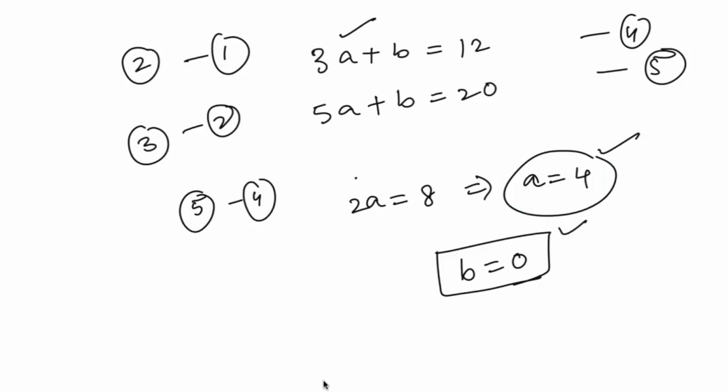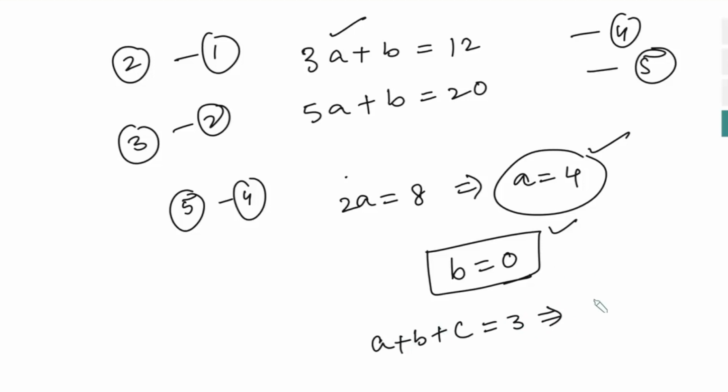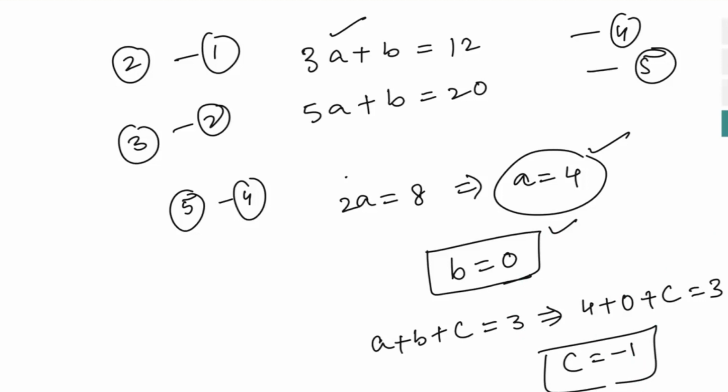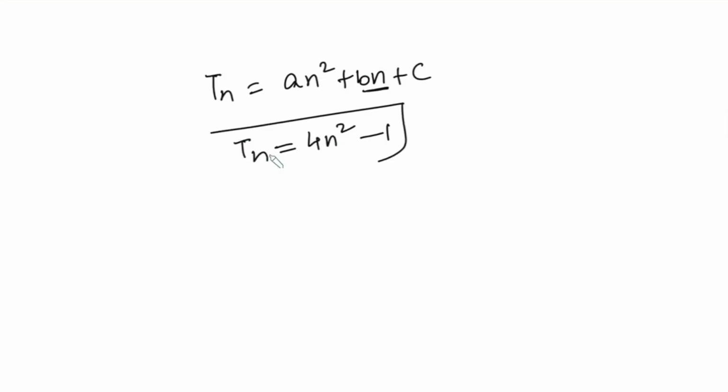Now we can find the value of c. a plus b plus c was equal to 3. a is 4, b is 0. So c is equal to 3 minus 4, or negative 1. So now we know the values of a, b and c. And tn was equal to an squared plus bn plus c. So that is 4n squared plus b, and b is 0, so this part is 0, plus c, which is negative 1. So we found the nth term.